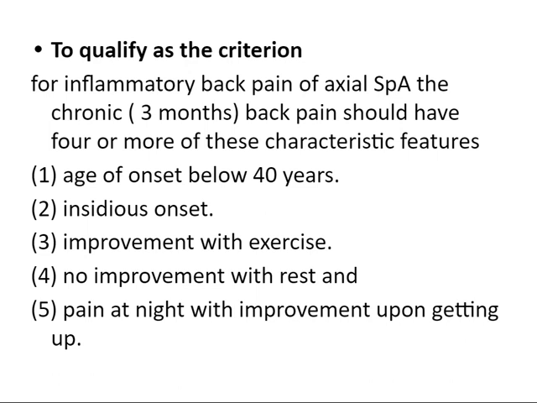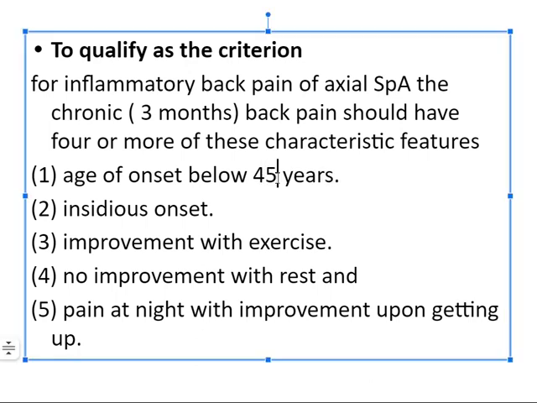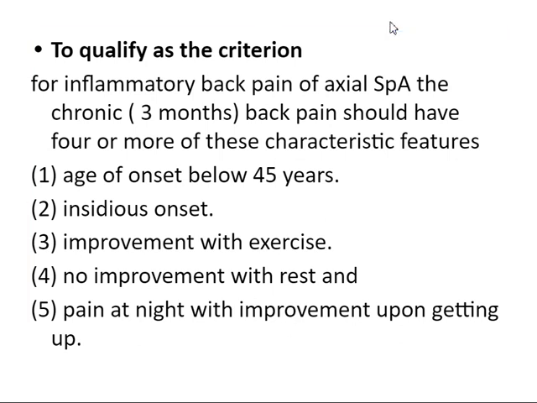As I already told you, to qualify the criteria for inflammatory back pain of axial spondyloarthropathies, it should be chronic, that is more than 3 months, and should have 4 or more of these following features. Age of onset below 45 years. It should be insidious in onset, and there should be improvement with exercise, and no improvement with rest. As we already discussed in the clinical features of ankylosing spondylitis, there will be improvement with exercise, and also nocturnal exacerbation of pain which will be improved upon getting up.